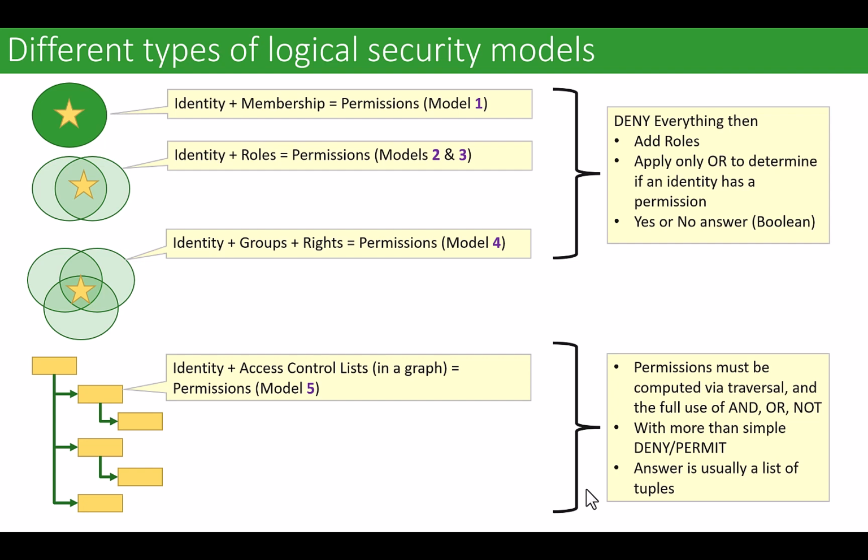There are fundamentally, as I break it down, 2 different kinds of logical models. One based on set theory, which can be expressed in Venn diagram. And we'll talk about models 1 through 4 in a minute. And the other based on graph theory, where in order to find the effective permissions of something at the leaf, you have to traverse. Typically speaking, it is unusual for a set-based model to have a not or an and.